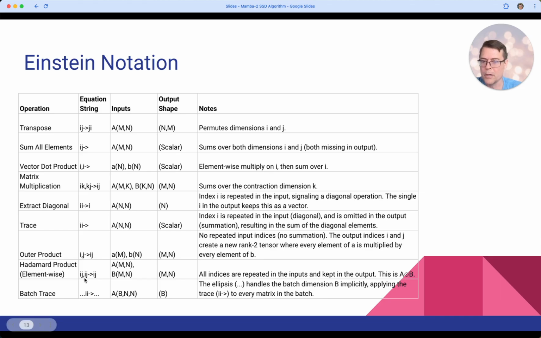Here's element-wise multiplication. So it's kind of different here. You can see sum all, and you can see that you are multiplying but preserving each number independently. So you can look more at that chart, but that's the basics of Einstein notation.